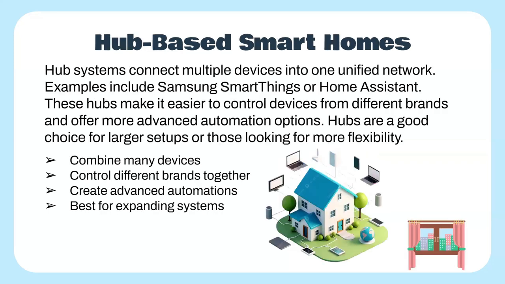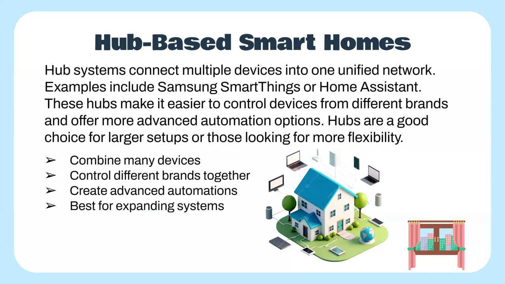There's also hub-based smart homes. Hub systems connect multiple devices into one unified network. Examples include Samsung's SmartThings or Home Assistant. These hubs make it easier to control devices from different brands and offer more advanced automation options. Hubs are also a good choice for larger setups or those looking for more flexibility. So a hub system is basically what I was talking about, one app to rule them all, one app to manage all of your smart home devices.